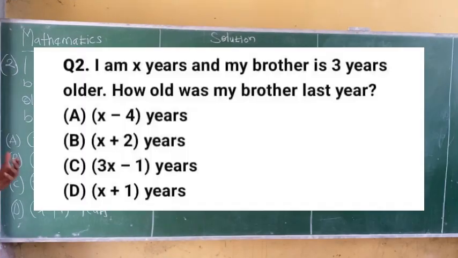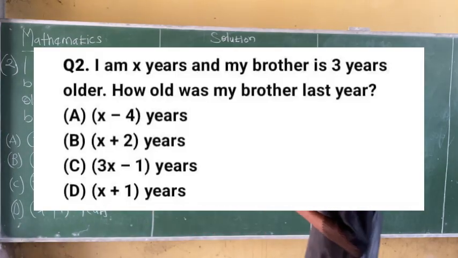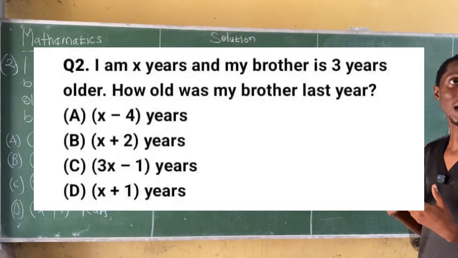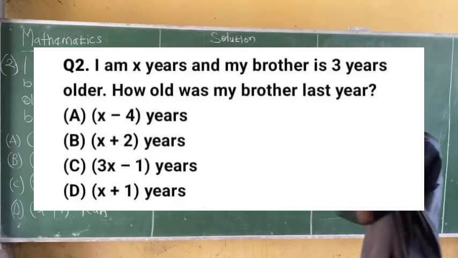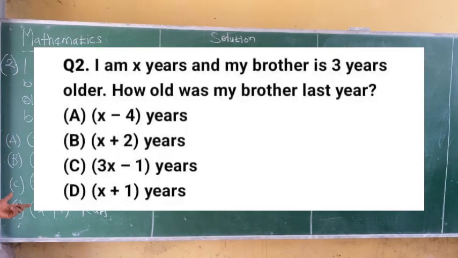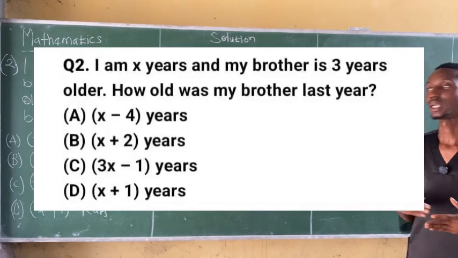Question 2 says, I am X years and my brother is 3 years older. How old was my brother last year? I'll repeat the question again. It says, I am X years and my brother is 3 years older. How old was my brother last year? Option A, we have X minus 4 years. Option B, we have X plus 2 years. Option C, we have 3X minus 1 years. And option D, we have X plus 1 years.